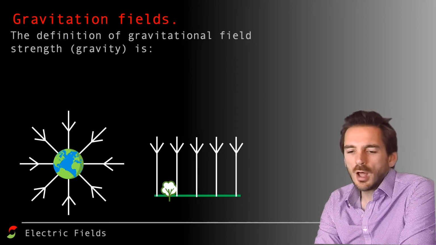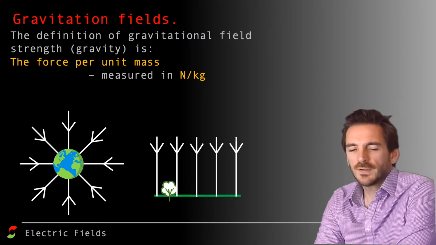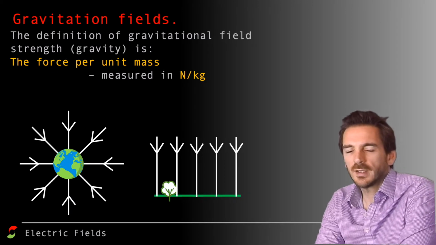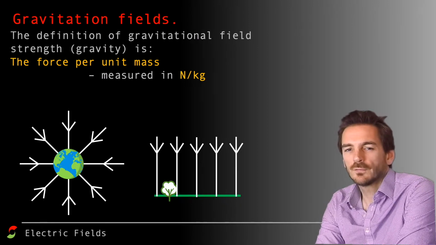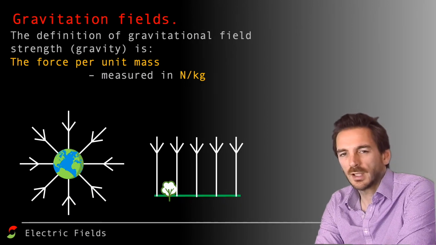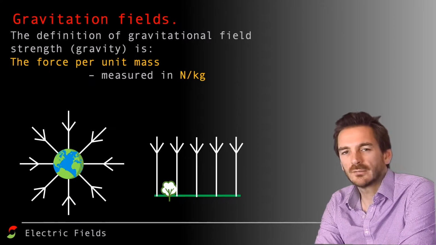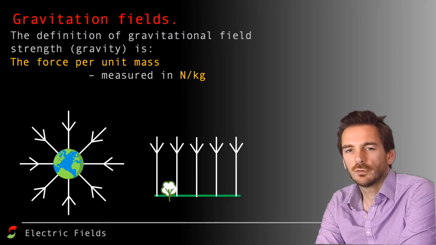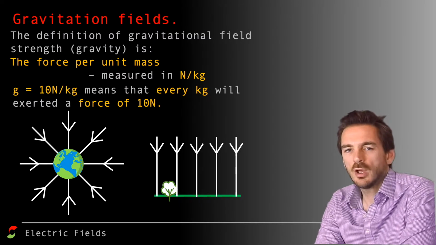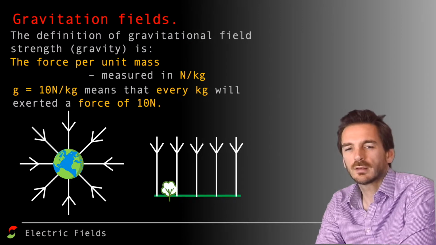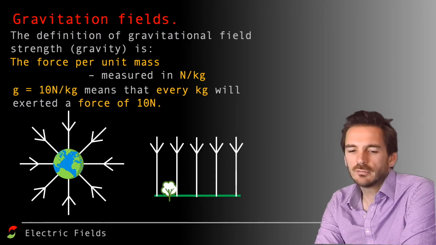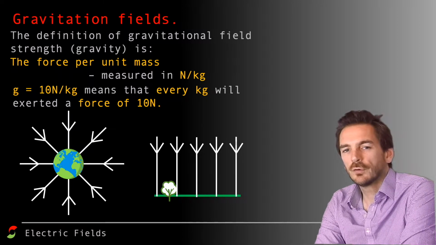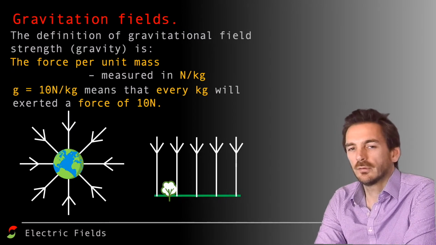In terms of gravitational fields, the definition is force per unit mass, and that means that it's measured in newtons per kilogram, so force in newtons and mass in kilograms. That tells us that gravitational fields exert forces when they have mass, so force per unit mass. And on Earth, the Earth's gravitational field strength, or gravity, is 10 newtons per kilogram. So every kilogram of mass will have a force of 10 newtons exerted on it.